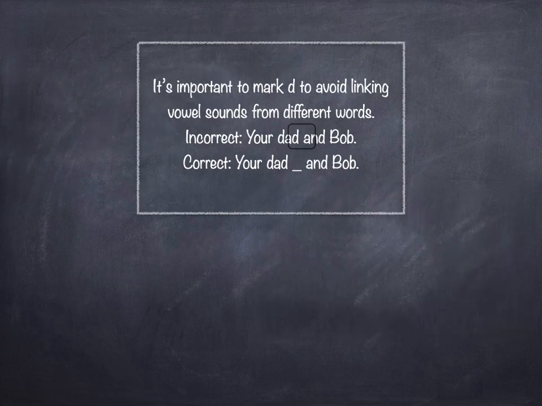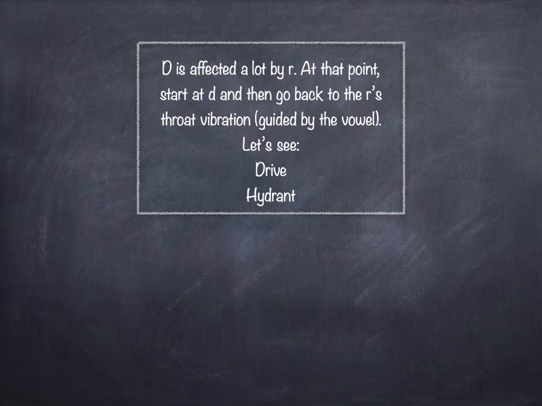It's important to mark D to avoid linking vowel sounds from different words. Incorrect: Your dad and Bob. Correct: Your dad and Bob. D is affected a lot by R. At that point, start at D, then go back to the R's throat vibration, guided by the vowel.